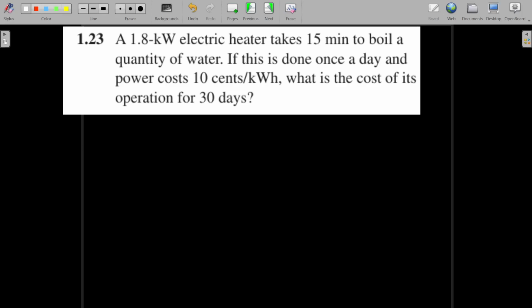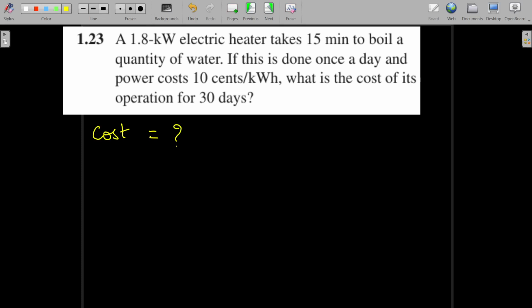Hello everybody, now we are going to solve problem number 1.23 from Fundamentals of Electric Circuits by Alexander and Sadiku, 5th edition. The problem is: a 1.8 kilowatt electric heater takes 15 minutes to boil a quantity of water. If this is done once a day and the power costs 10 cents per kilowatt hour, what's the cost of its operation for 30 days?